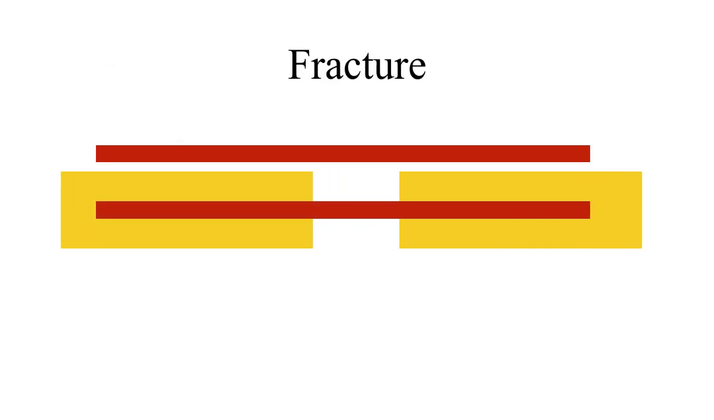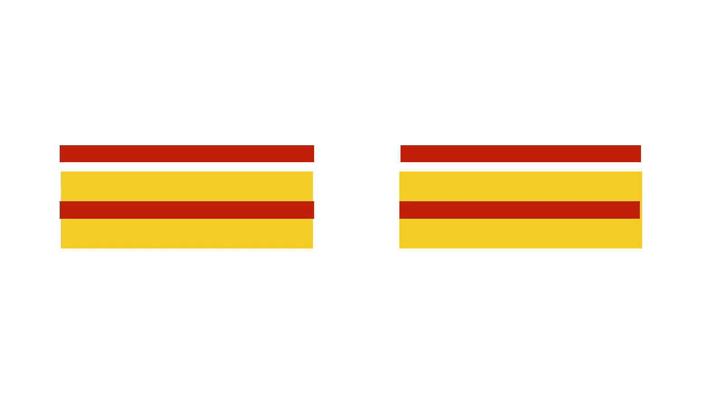Now, when a fracture occurs, there is a break in the continuity of the bone, resulting in the formation of a gap. So once a fracture occurs, it is not only the bone which is broken, the blood vessels also get ruptured.